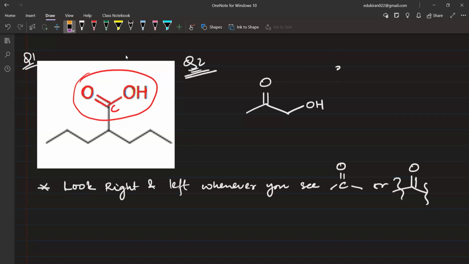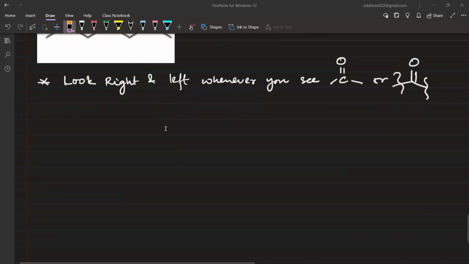Now, just don't get confused that you see OH here, but because it is not directly attached to the carbon which is having C double bond O, here we have a carbon atom. Okay, that is why it is not going to be. Now, just to remind you guys, for the C double bond O, it is going to be a bit difficult. Otherwise, it's going to be fine.